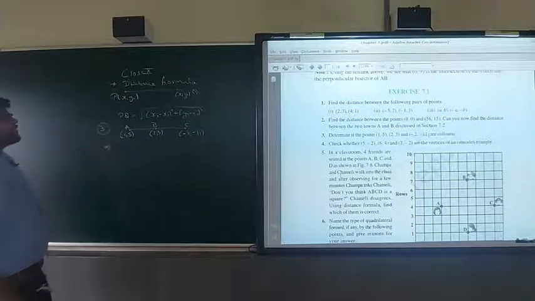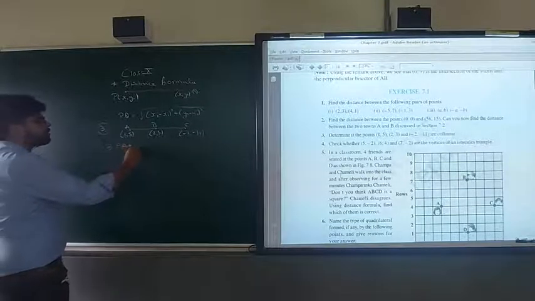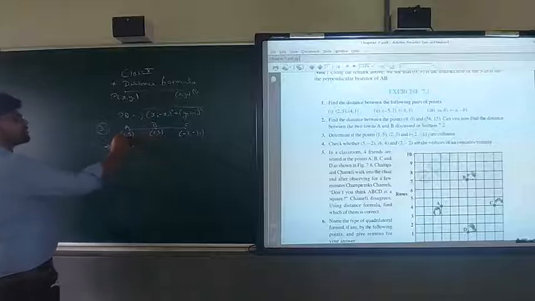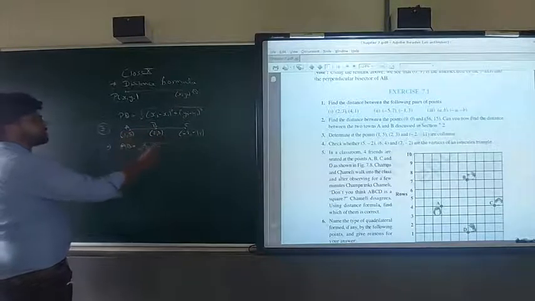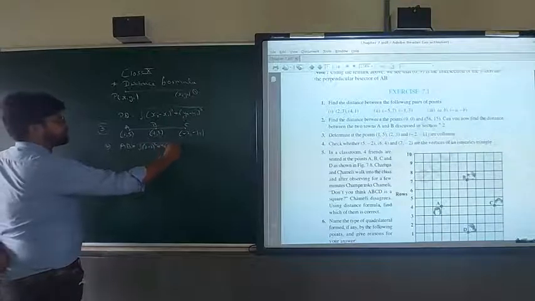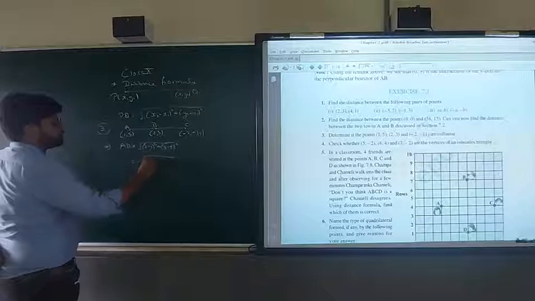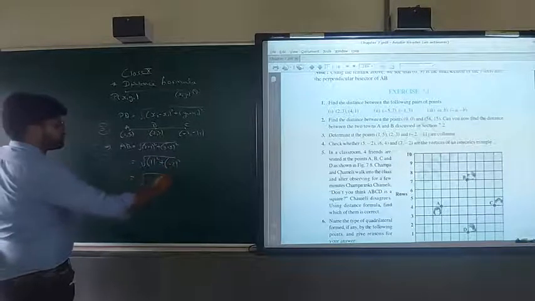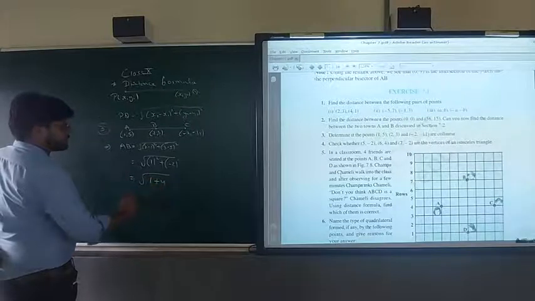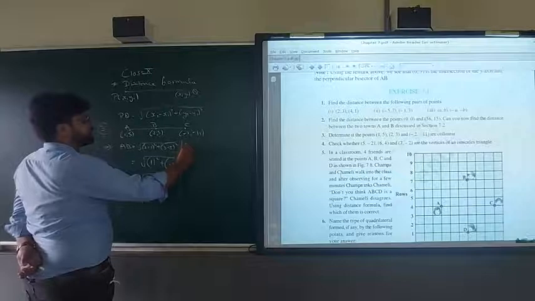Now first I will find the distance AB by the distance formula: (x2 minus x1) square plus (y2 minus y1) square. That is (2 minus 1) square plus (3 minus 5) whole square. 2 minus 1 is 1 square, 3 minus 5 is minus 2 square, so 1 plus 4. The answer is root 5.